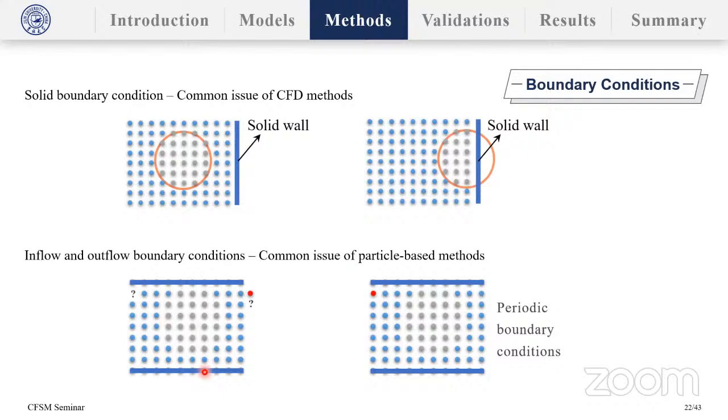The open boundary condition is a common issue of particle-based methods. The open boundary is required to guarantee particles move into the domain continuously, and also to set down the particles moving out of the domain. So most of our previous work often uses periodic boundary conditions, which is only effective for the case having the same inlet and outlet.